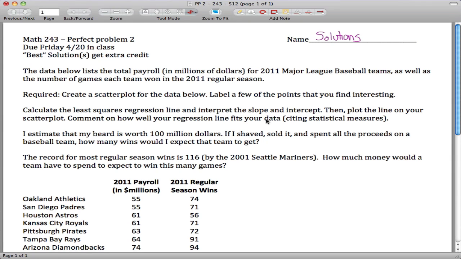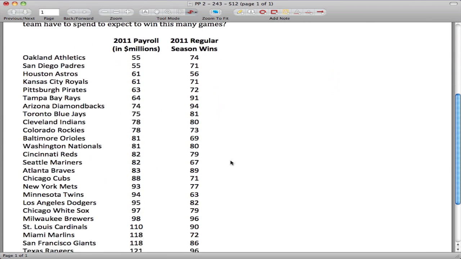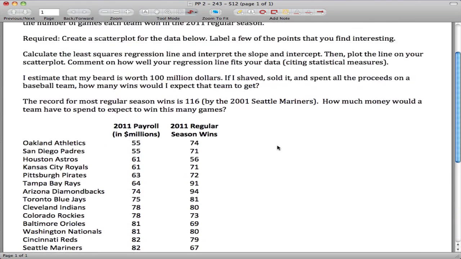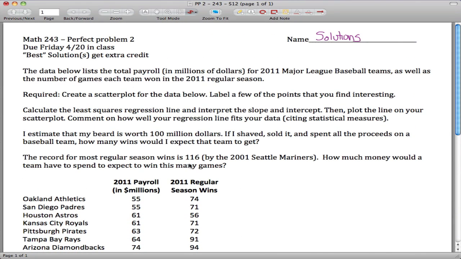Perfect, problem 2 for Math 243. We're asked to do a lot of stuff and given kind of a lot of data. So I don't know, you might want to do this on a separate piece of paper, or maybe you did it using a computer or some statistical software. Who knows? But I'll try to sketch out a solution, although yours will probably look a lot better than mine.